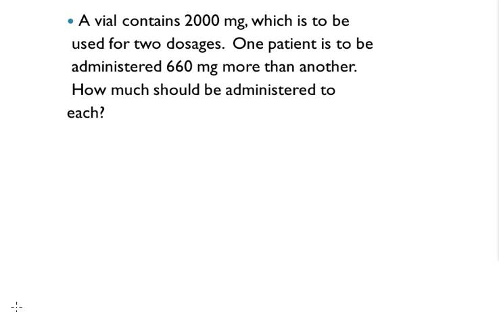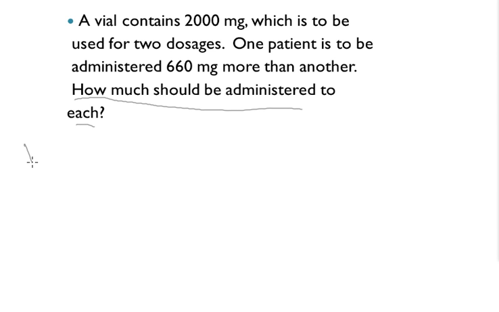In this problem, there is one total, the 2,000 milligrams. So we want to set up an equation where things add up to the one total. First step in solving any word problem is to define our variables. We define these based on the question. So in this problem, our question is how much should be administered to each.